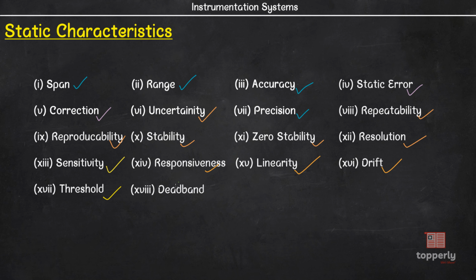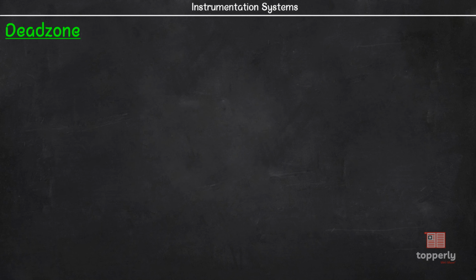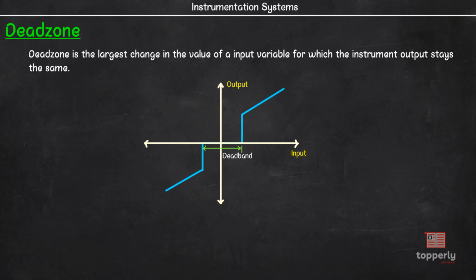This non-zero value is called threshold. Lastly, we have deadband. Deadband or deadzone is the largest value of input variable for which the instrument output stays the same. For example, we often find that ammeters tend to stick, that is, the mechanical arrangement doesn't move due to inertia or static friction. Till you send a certain amount of current, the torque is not enough to overcome this static friction, so the indicator needle doesn't move.